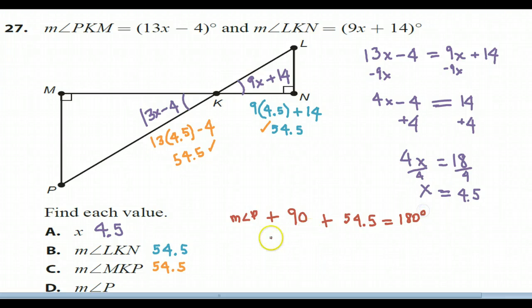Okay, and so I'm going to add the 90 degrees and the 54.5 degrees together, subtract that from the 180 degrees. And that's going to give you that the measure of angle P equals 35.5 degrees. And that is your answer for part D.